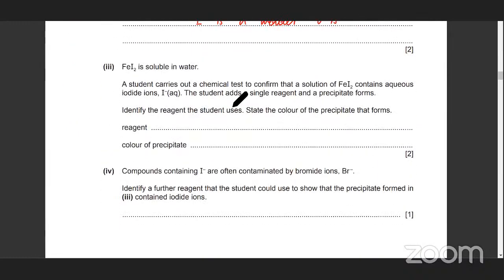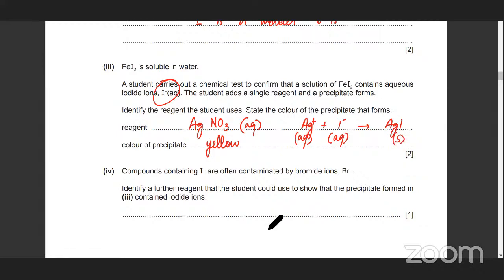Now the next part: FeI2 is soluble in water. A student carries out a chemical test to confirm that a solution of FeI2 contains aqueous iodide. The student adds a single reagent and a precipitate forms. Now for all these halides, the test is you add aqueous silver nitrate, and the result is a yellow precipitate. Why? Because silver nitrate contains Ag+ ions, FeI2 contains I- ions in solution, and they combine to form a precipitate of insoluble AgI. So that's your ionic equation as well.